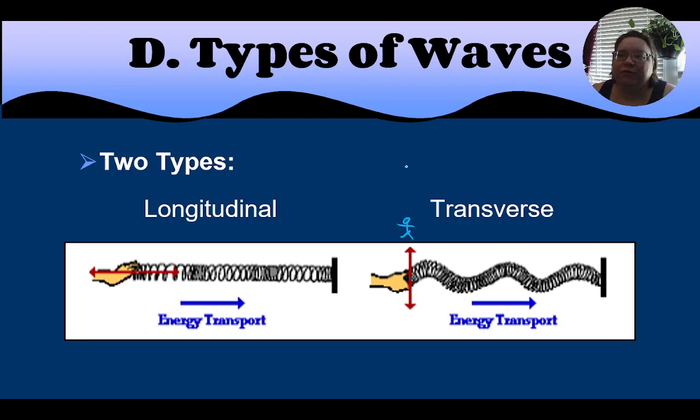The wave moves perpendicular to the motion of the particles. Unlike a longitudinal wave, where the wave and the particles move parallel to each other. So the L's at the beginning and end help me remember that longitudinal waves move parallel. The T at the beginning helps me remember that in transverse waves, the energy moves perpendicular.